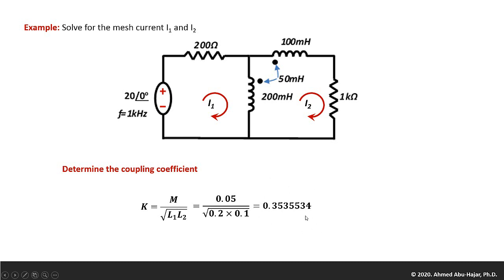The reason is LTSPICE needs to know what the coupling coefficient is when you define the mutual coupling. So it needs to know the value of L1 and L2 and the coupling coefficient. So let's show you how to simulate the circuit using LTSPICE, and we're going to simulate it at exactly 1000 Hertz and an amplitude of 20 volts.